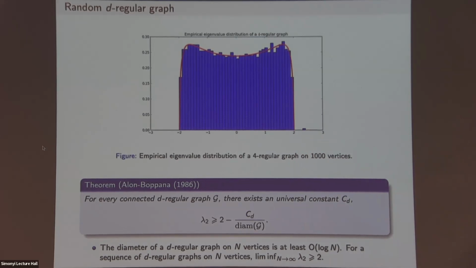They show that for any connected d-regular graph, there exists some universal constant c_d such that the second largest eigenvalue is lower bounded by 2 minus the constant over the diameter of the graph. If you have a sequence of d-regular graphs with size n going to infinity, then the diameter is at least log n. So asymptotically, the lim inf of the second largest eigenvalue is at least 2. The largest possible spectral gap asymptotically is just lambda 1, which is the degree, minus 2.